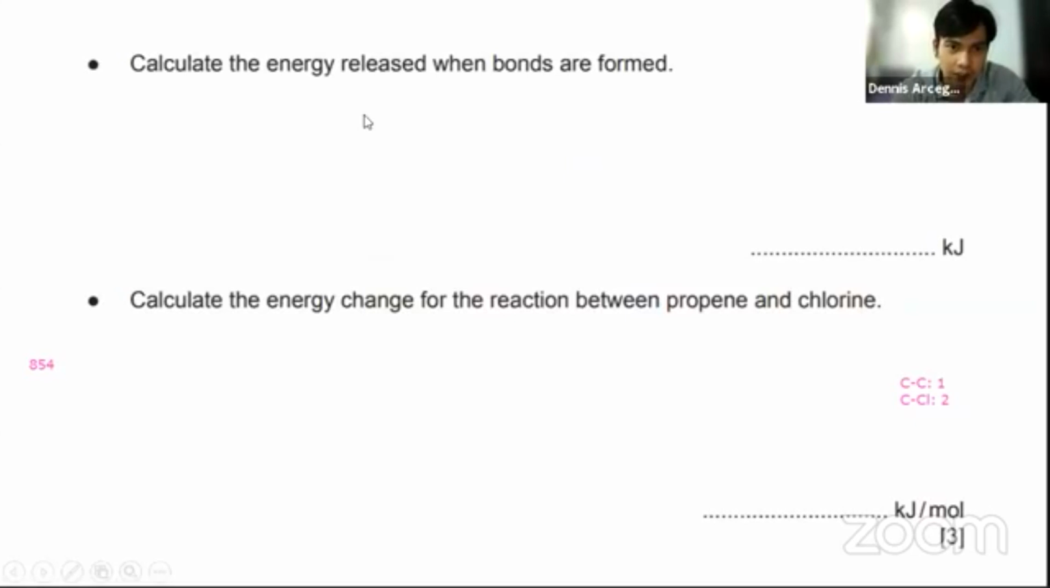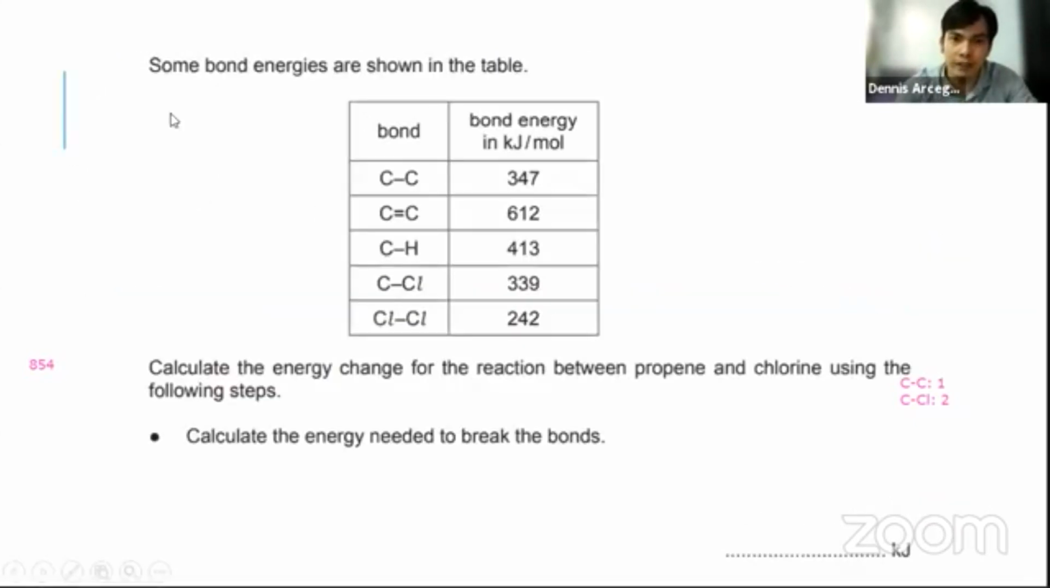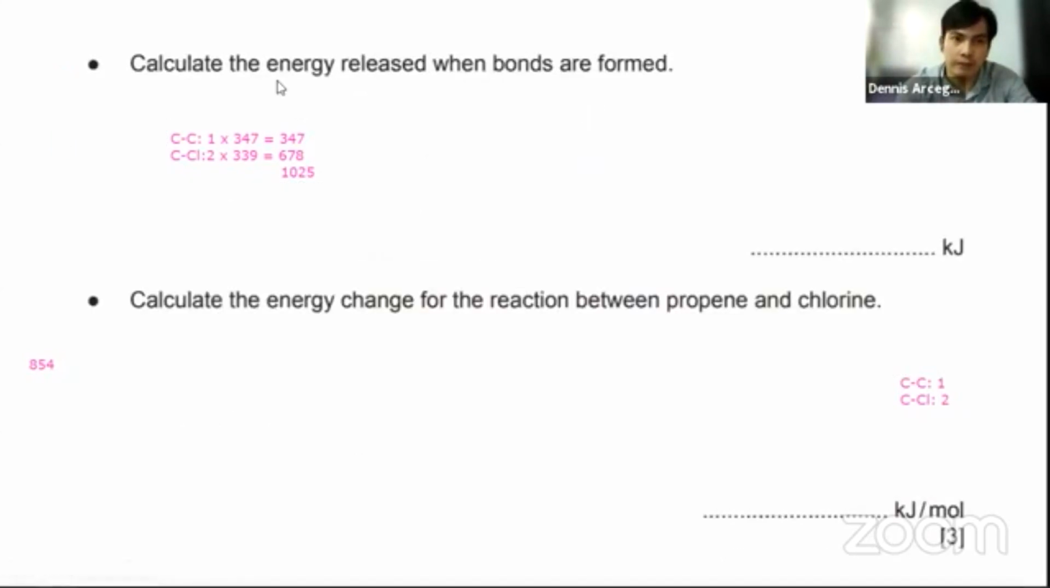Next is the energy released when bonds are formed. So you have to write the other bonds. It is C single bond C, 1 times 347, so that will be 347. Then C bond Cl, you have 2 times 339, so you just multiply by 2 and get 678. Then add to get the total. 347 plus 678, you'll get 1025. Okay, 1025.